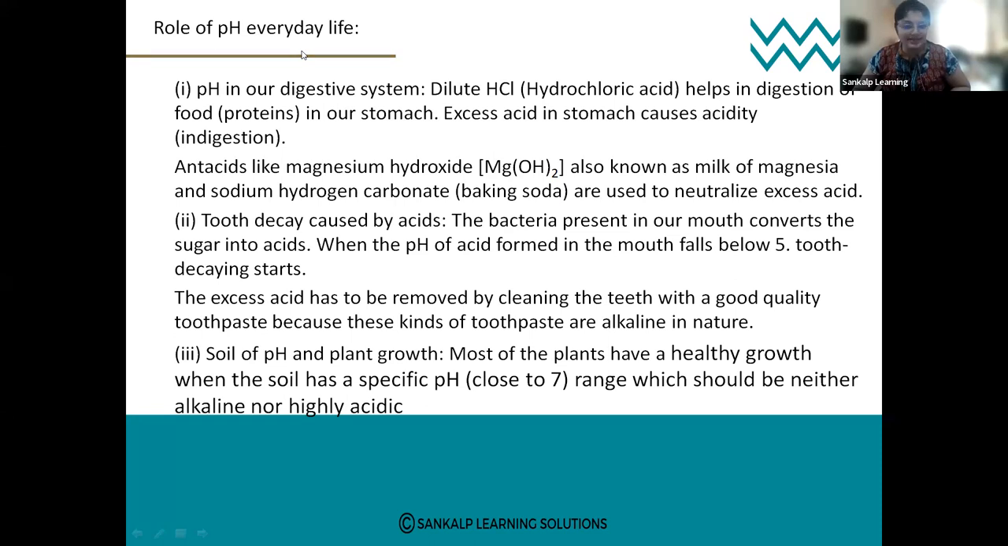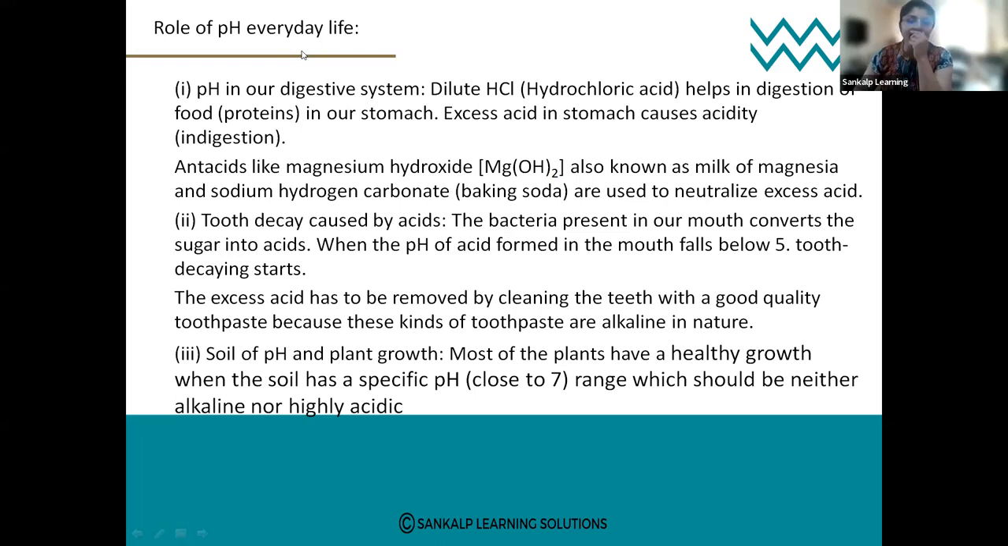You have to take antacids, like magnesium hydroxide. Magnesium hydroxide is called milk of magnesia. When the amount of acid in your stomach is increased, instead of digestion it leads to indigestion, which means your food is not getting digested properly. When the amount of hydrochloric acid in our stomach is more, you need to treat it by using antacids, like magnesium hydroxide, which is called milk of magnesia.